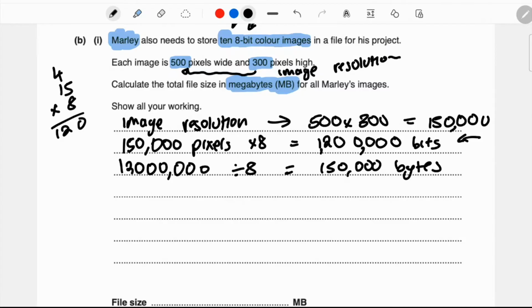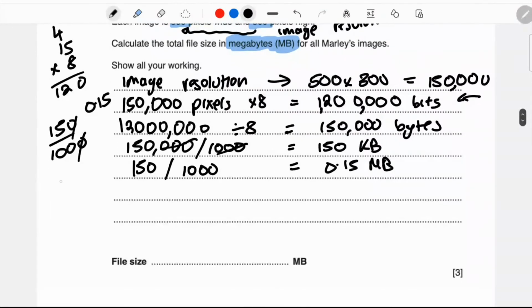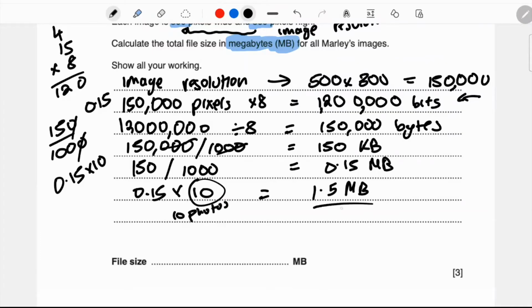Okay? Now, we need to do this 150,000 bytes. We've got to divide it by 1000. So we'll remove 3 zeros. It will give us 150 kilobytes. We have to now do 150 again, divide by 1000. How much will this be? Let's see. 0.15. So that gives us 0.15 MB. Now finally, this 0.15 MB times 10, because it's 10 photographs, will give us 1.5 MB, and that should be the answer.